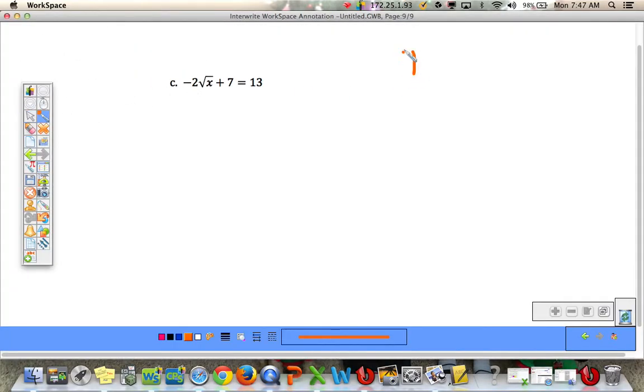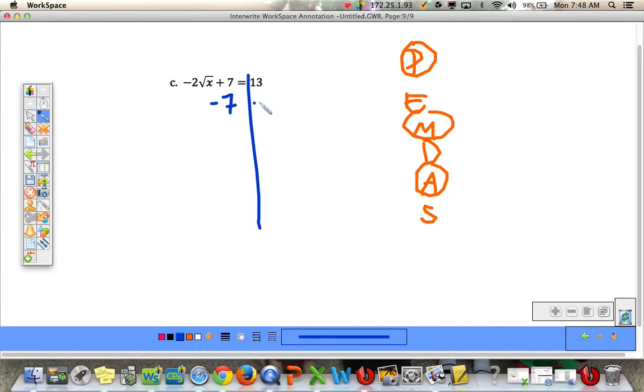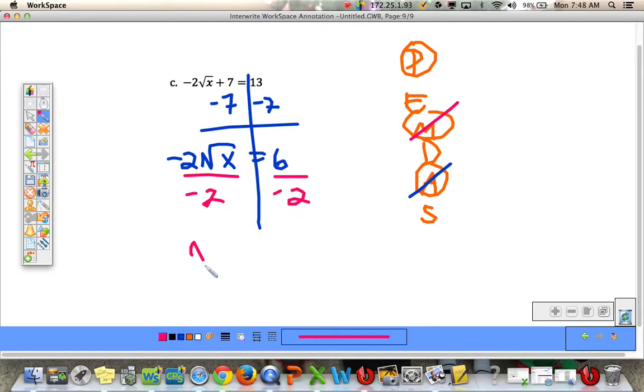Okay, so this guy right here, again, we have our PEMDAS. First step is get rid of the negative, we have multiplying, and we have addition, this plus 7, and we have the parentheses, which is like the square root. Okay, so first step, get rid of the addition by subtracting. -2 square root of x equals 13 minus 7 is 6, so we got rid of the addition. Now get rid of the multiplying by dividing. So we have the square root of x equals 6 divided by -2 is -3. And then we get rid of the parentheses by squaring. And by parentheses, I mean square root. So we'll square each side.